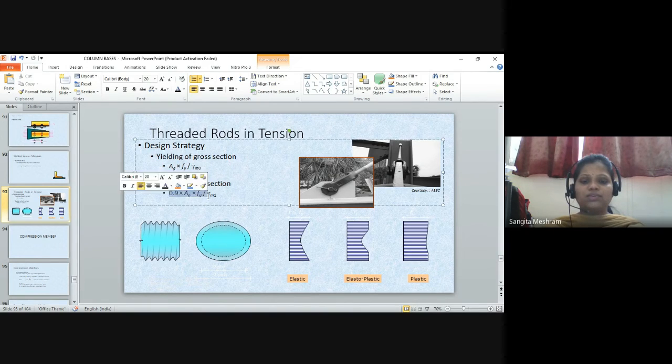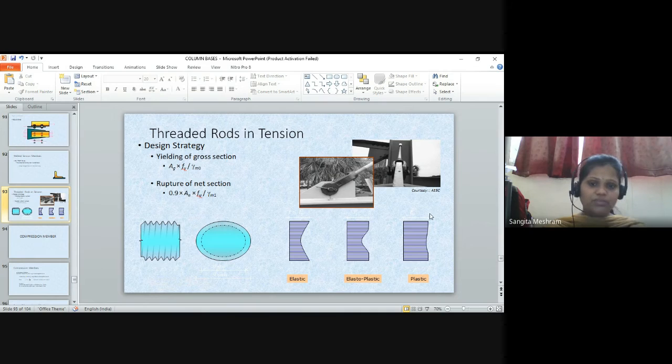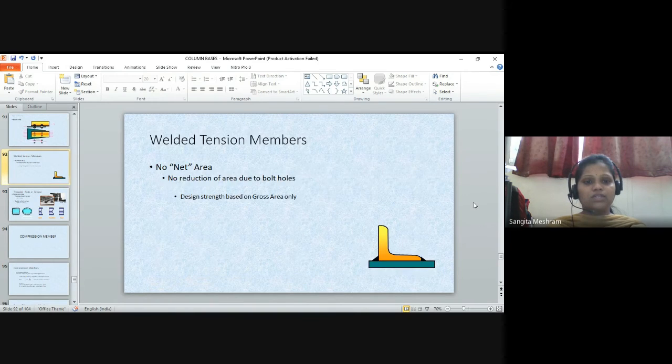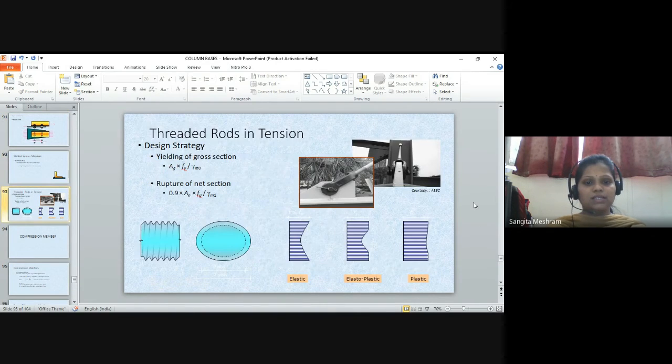And the second is the rupture of net section. It is a standard formula 0.9 An Fu upon gamma m1, or you can use this beta formula because there will be the shear lag with the connection, Bs by Lc. There are different formulas which we have to use while calculating the beta, so it will give the accurate value. So that formula you have to use to find out the net section rupture failure. And block shear, there are different formulas for block shear also.